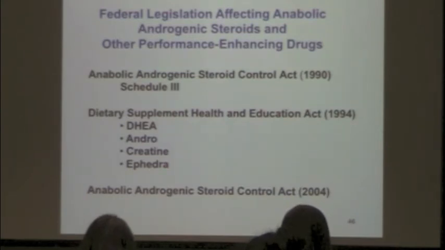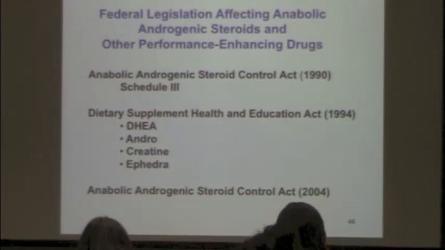Some of the laws govern these performance-enhancing drugs. There's the Anabolic Androgenic Steroid Control Act of 1990, which placed anabolic androgenic steroids in Schedule 3, which means they have some abuse potential, but not as great as stuff in Schedule 1 or 2. Opioids are like Schedule 1 or Schedule 2. Heroin would be Schedule 1, for example. But this is in Schedule 3.